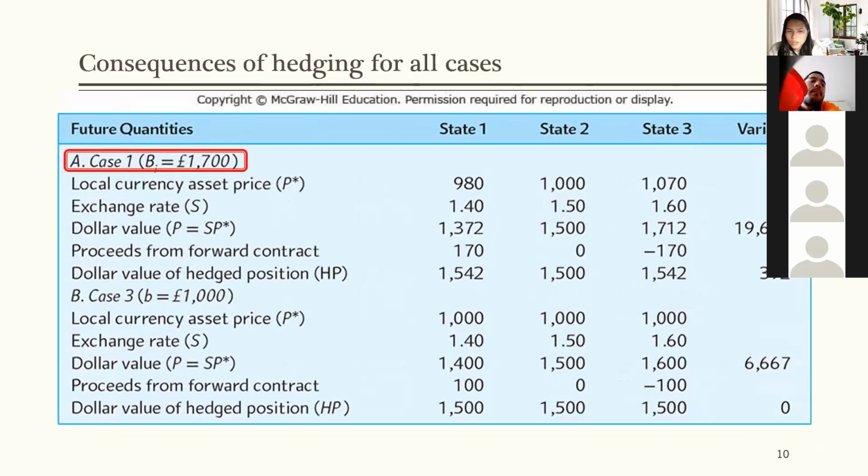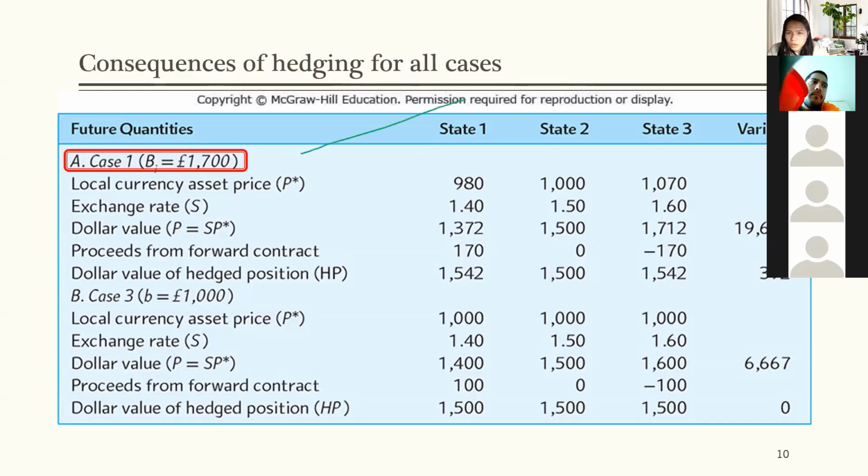So for case 1, if I choose to hedge, now if you have a positive beta value, that means whenever exchange rate increases, then your domestic asset value increases as well, and vice versa, right? So in this case, you will make a loss if the exchange rate depreciates, okay? So to hedge this exchange rate exposure, you therefore want to enter into a short forward position, okay?